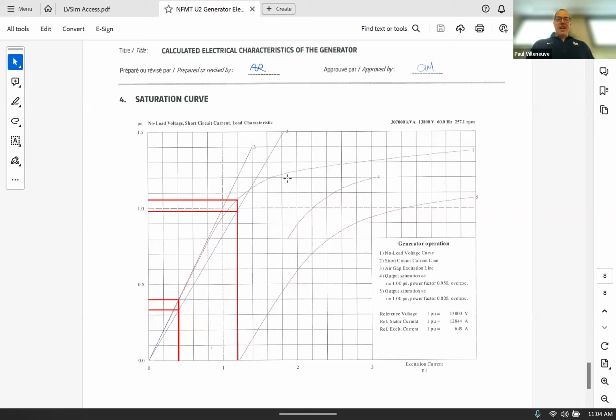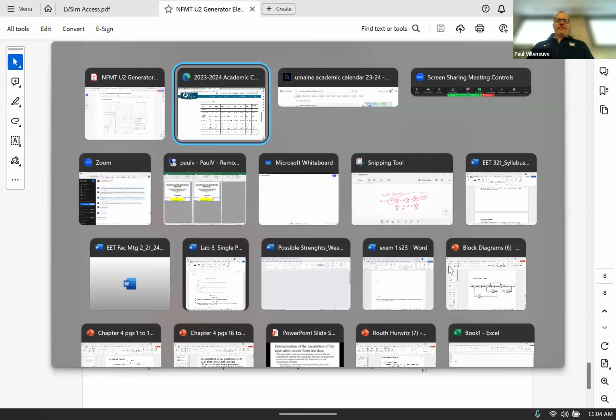Remember the curves that we have. If you look over here, you have a no load curve. That's important to us. Another way to say no load curve is an open circuit curve. And then if you scroll down a little bit, what's curve number 2? Curve number 2 is the short circuit current line. Why would you want a short circuit current line? Any thoughts?